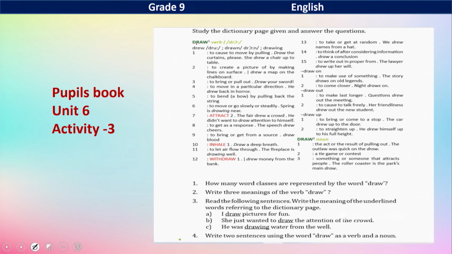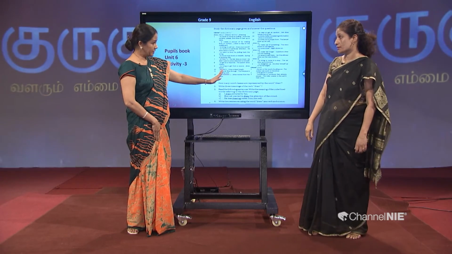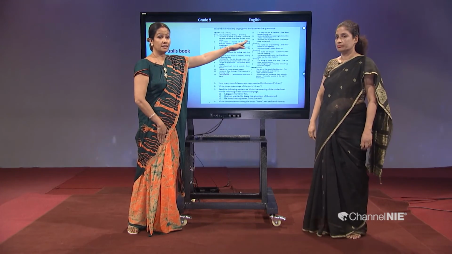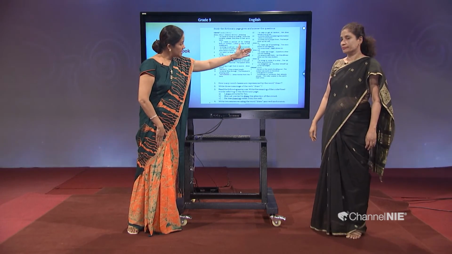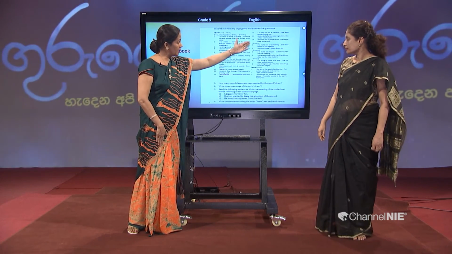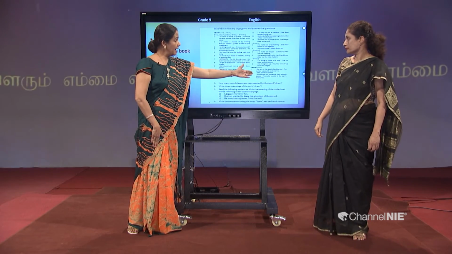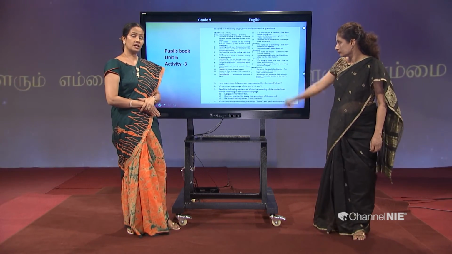So how many word classes are given here? 2 word classes. You can see the different definitions, and there are 15 definitions. How many definitions? 15, as a verb. And there are some other words made up with this verb, and some definitions as nouns.